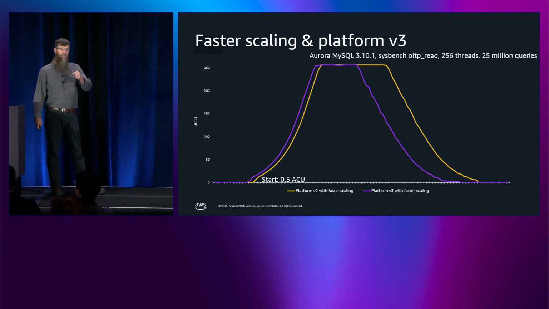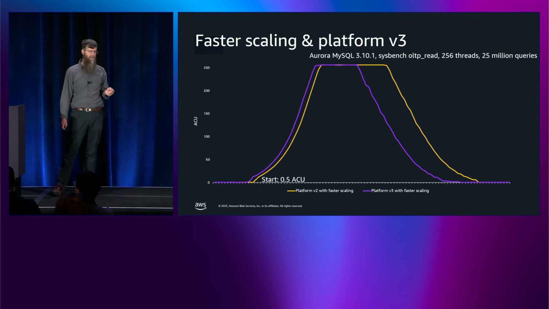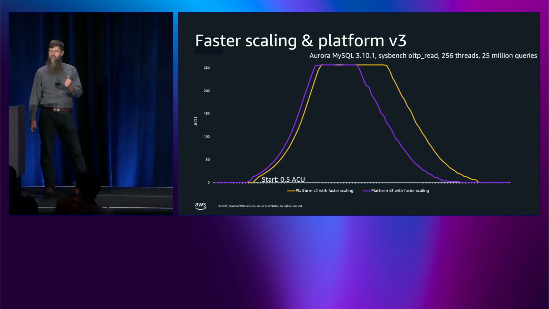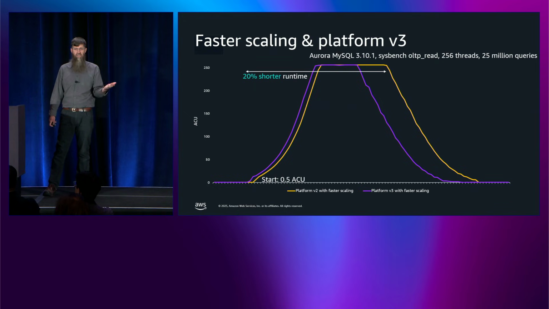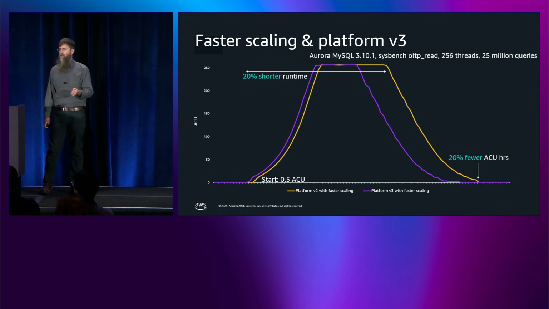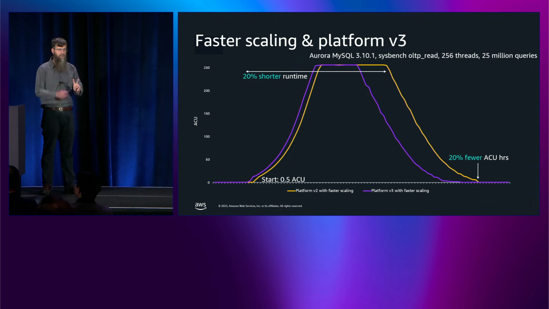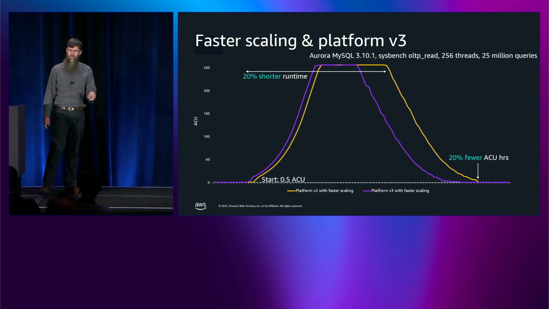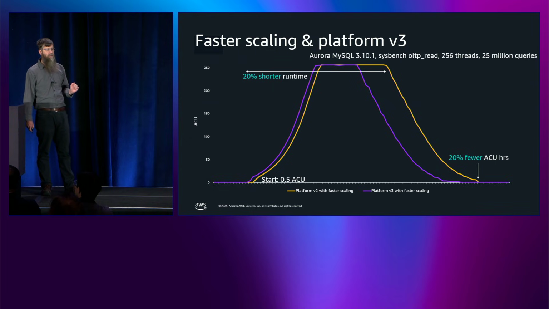So now we turn on this platform version 3, the new thing here. We stick with faster scaling. So similar test, it's just a little bit heavier so we can push even harder. And we look at the purple line there. That's platform version 3 with faster scaling. And the yellow one's platform version 2. The first thing we notice is the purple one runs for 20% less time because it's going faster, right? So it doesn't need to run for as long to get the same job done. And then at the end of it, because it's scaled down, we use 20% fewer ACU hours. So that's 20% less bill that we'd have to pay by combining these two features, faster scaling and platform version 3. All you have to do is make a new cluster. You'll get both of these with no extra effort.